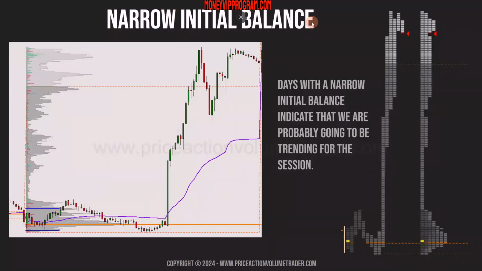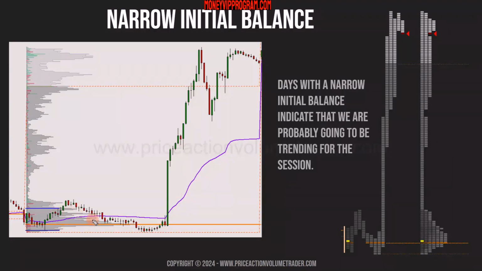When we have a narrow initial balance, these are days that indicate we're probably going to be trending for the session. Why? Well, because it makes sense. If we have a narrow balance, there's a lot more chance we're going to see a breakout in some direction. This example right here was on a news event, and I don't remember exactly which, but you can see just from the size of this candle, there was obviously a very important data release that caused this reaction in the market.